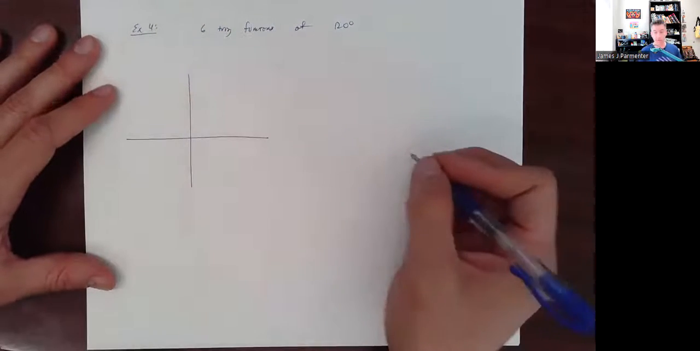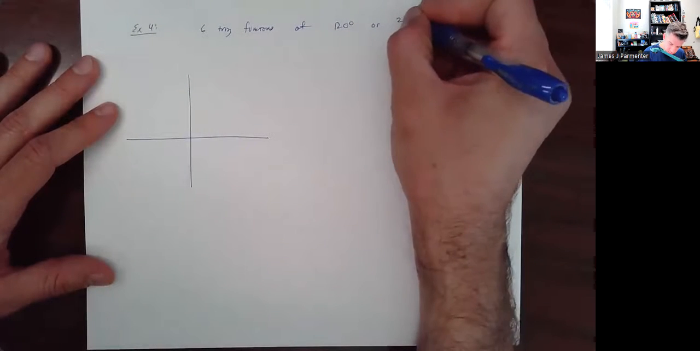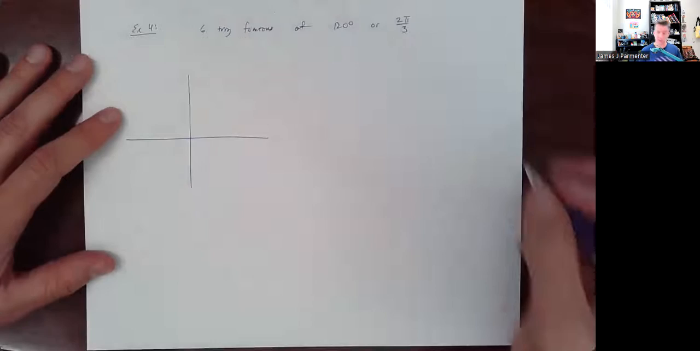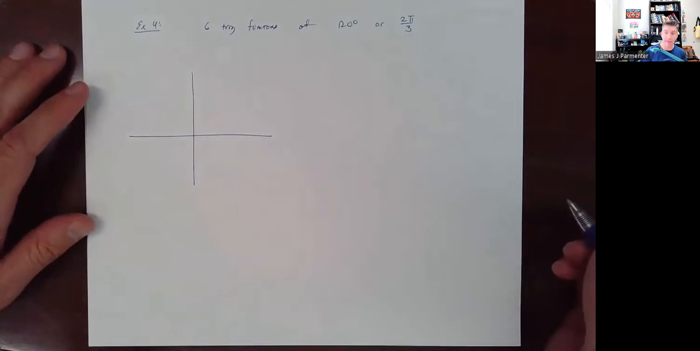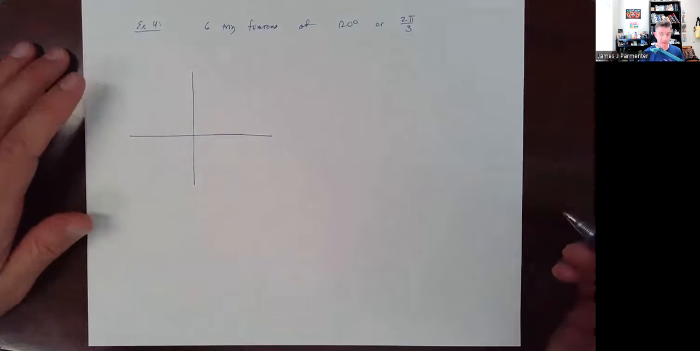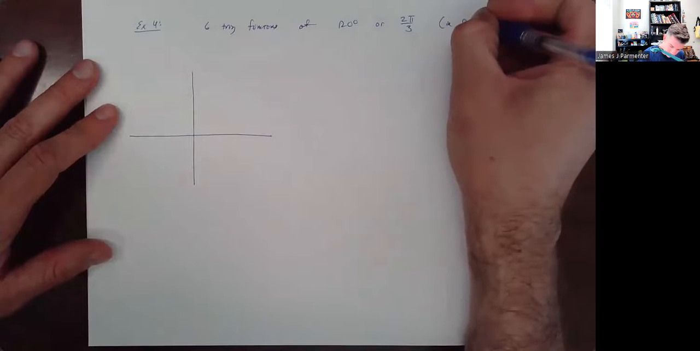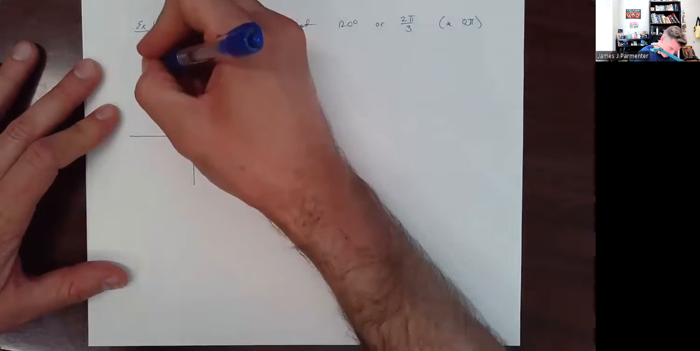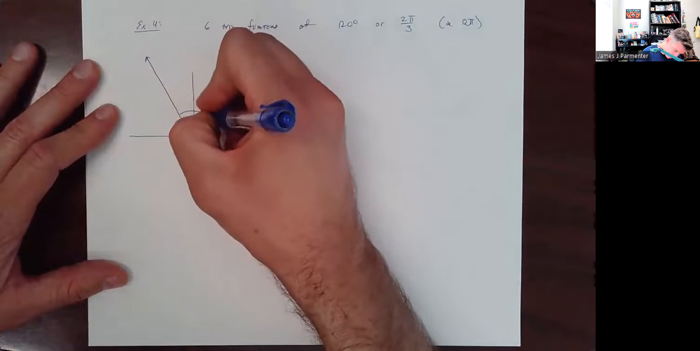120 is definitely quadrant 2 because it's bigger than 90. I'm going to do it in radians, which is 2 pi over 3. We know it's in quadrant 2 because it's less than pi, but it's bigger than half of pi. 2/3 of pi is bigger than half of pi. So it is in quadrant 2. Let's draw it. It's going to look about like this. Oops, it's kind of big. Oh well. So there's my 2 pi over 3.